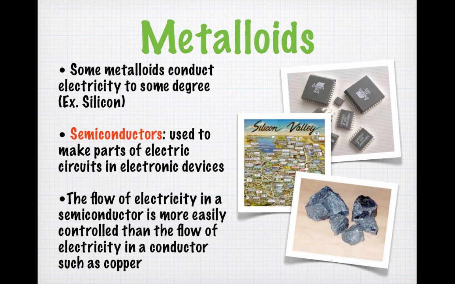Some metalloids can conduct electricity to some degree, for example silicon. A semiconductor is something that's used to make parts of electric circuits within electronic devices. What's really good about these semiconductors is that the flow of electricity within a semiconductor is more easily controlled than the flow of electricity in a conductor like copper. And so it's more beneficial to use metalloids like silicon to make computer chips because you can control the flow of electricity that's flowing through it. Whereas if computer chips were made up of copper, then your computers could overheat very easily.